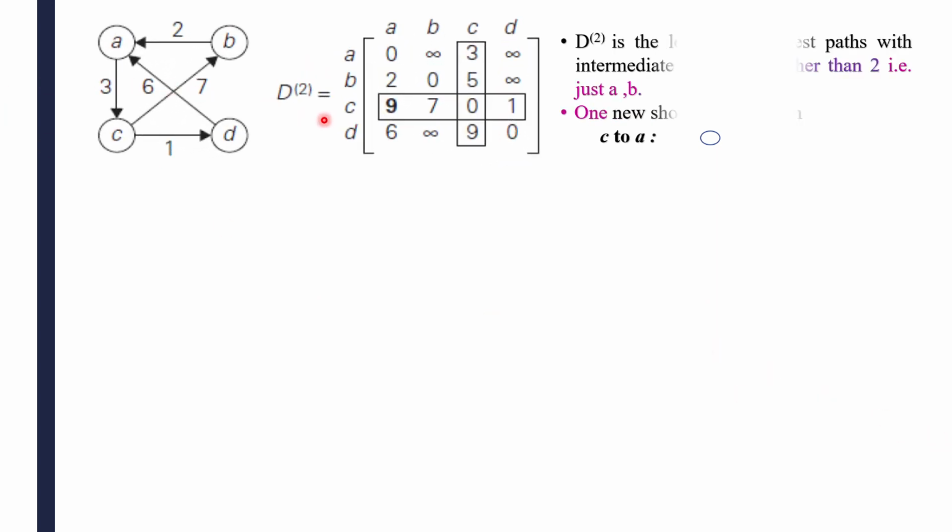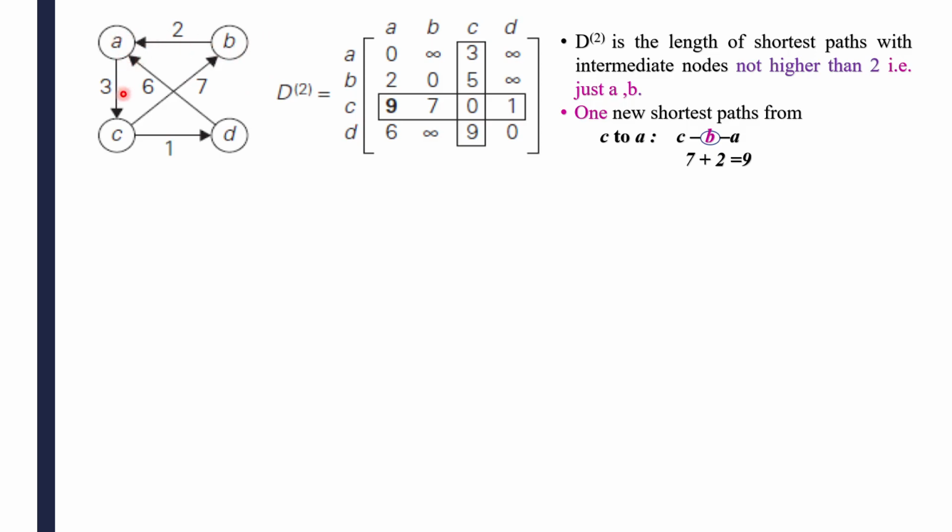So 2 means you can now take two intermediate vertices, that is A and B. Here I am using the words "not higher than." It means you can take only A as an intermediate node, or B as an intermediate node, or a combination of A and B also. So now I'll do the same thing with the help of A and B.